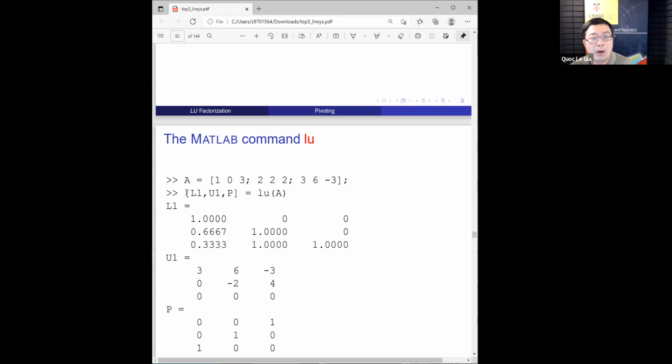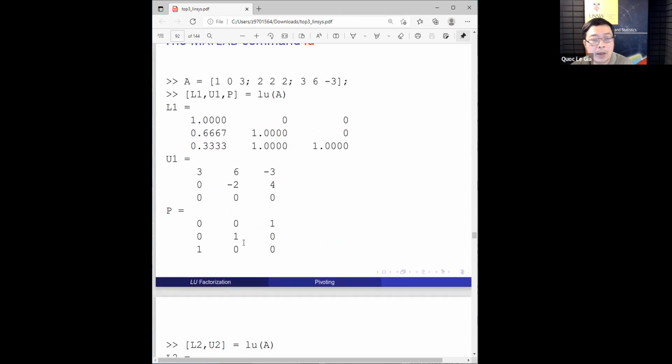Okay, so remember the LU factorization can be carried out in MATLAB by the LU command. But you have to give 3 outputs: the lower triangular, the upper triangular, and the permutation matrix. So if you forgot the P, then the answer is not correct. In this case, P is a permutation matrix that swaps the first and the last row.